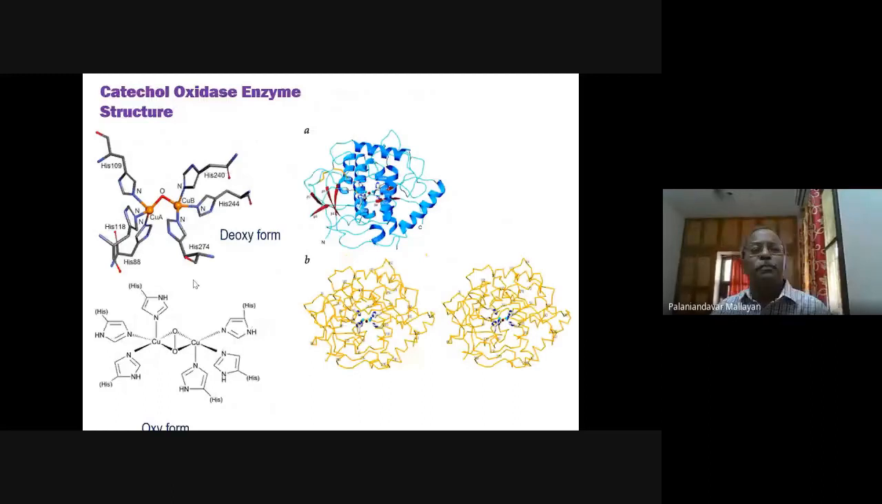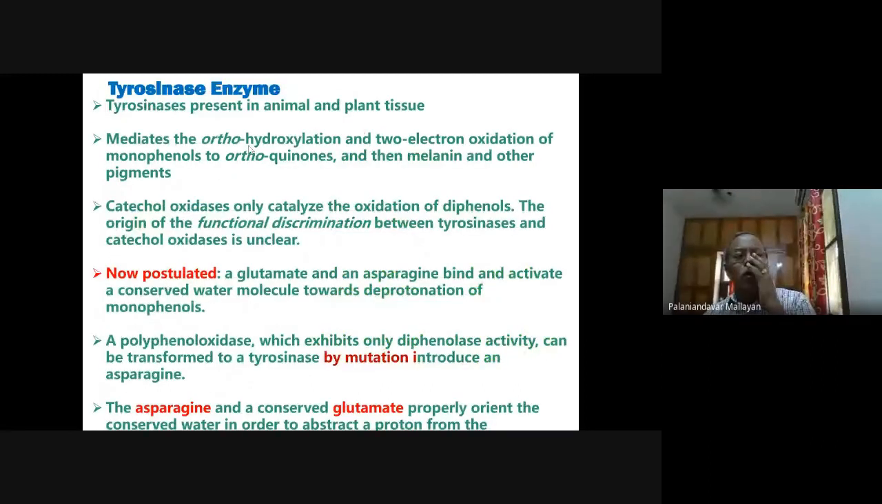So, present in animal and plant tissue, this also does the oxidation, monophenol to orthophenol oxidation, like your catechol oxidase. In addition to that, it also mediates the orthohydroxylation of phenols. That's called phenolase activity. So tyrosinase catalyzes not only ortho-quinone formation but also the CH activation to get orthohydroxylation. A phenol can be converted into catechol.